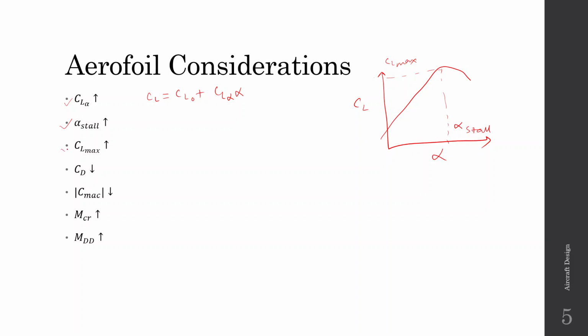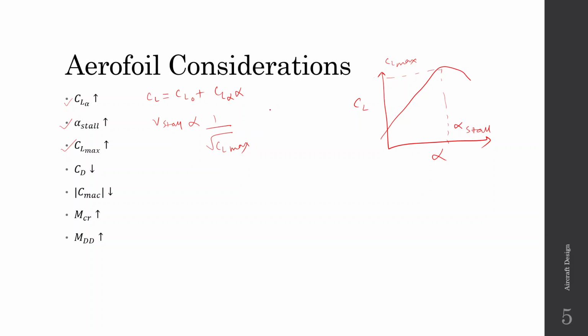Then we want CL max to be higher. So CL max is this one. So why do we want CL max to be higher? Because V stall is proportional to 1 by root over CL max. So if CL max is higher, then the stall speed is lower.